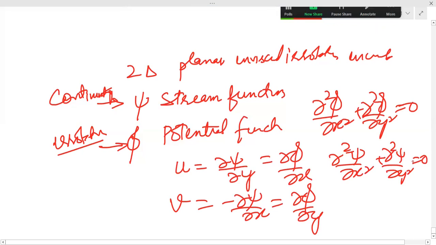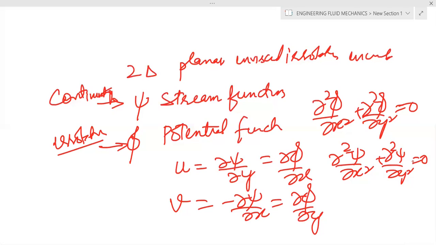So in potential flows, we have defined two concepts, stream function and potential function. Both of them are scalar functions. Both of them satisfy their own Laplace equations. And both of them can actually define the velocity components u and v. Is that clear?